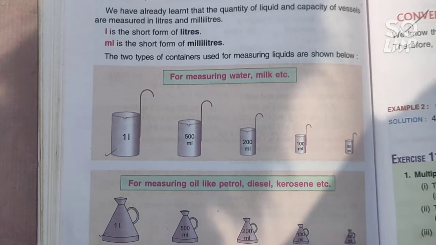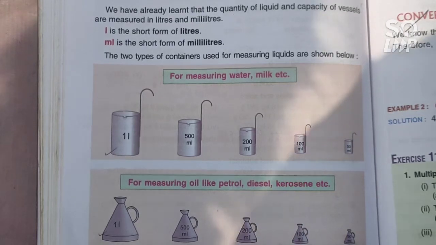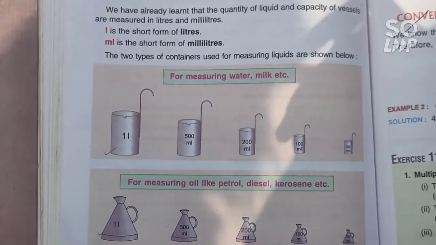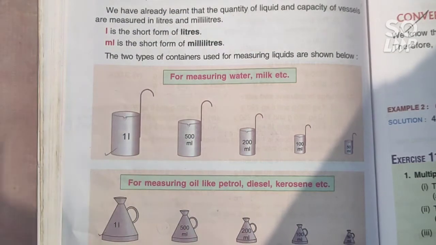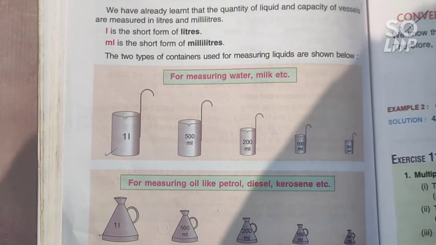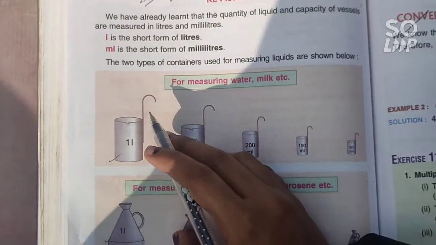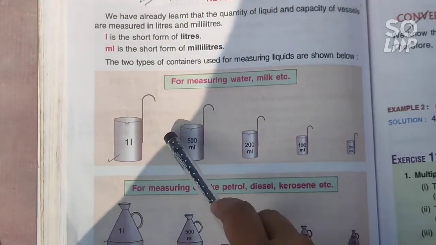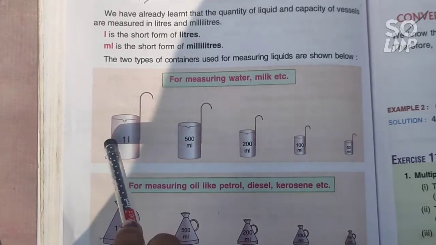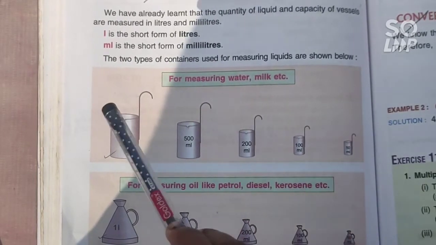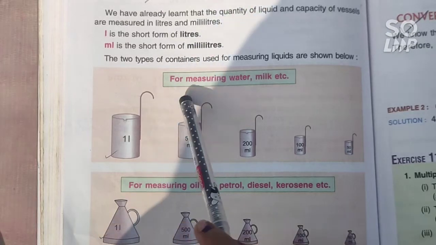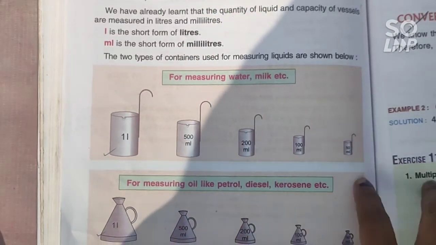So this type of things is measured in milliliter units, and water, kerosene, petrol, diesel, this type of liquids are measured in liter units. And these cylindrical containers are used for measuring water, milk, etc.